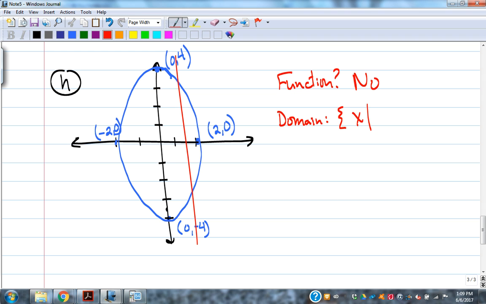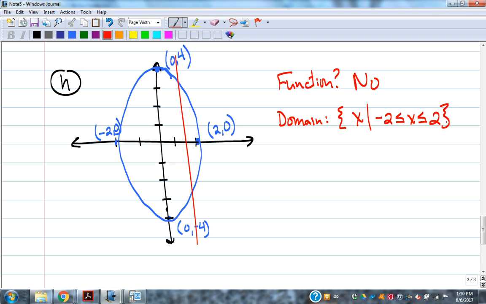Now, domain, remember, is left and right. When I look at this graph, the furthest to the left it goes is that point right there, which is (-2, 0). So the domain starts at -2. But the furthest to the right it goes is that point right there, which is +2. All the x values are between that. So I'm going to use the less than or equal to signs to get that. That tells me that x is between -2 and +2 based on that graph.